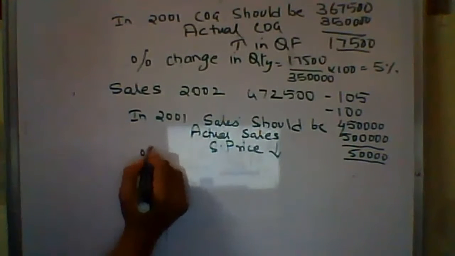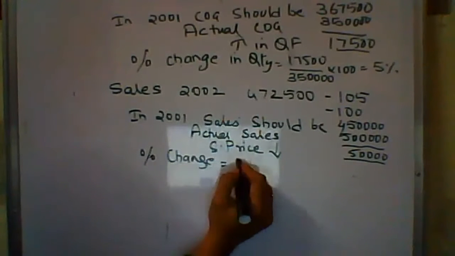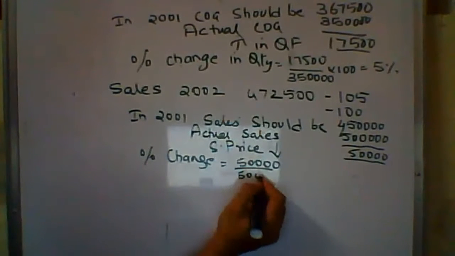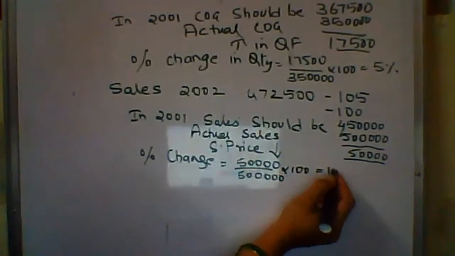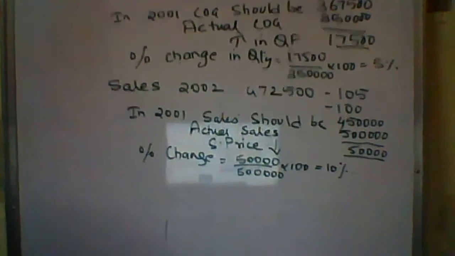What is the percentage change now? 50,000 divided by 5 lakhs, into 100, is 10%. So 10% is the change in sales. Till here, did you understand? Yes, ma'am. Okay. Quickly take it down.